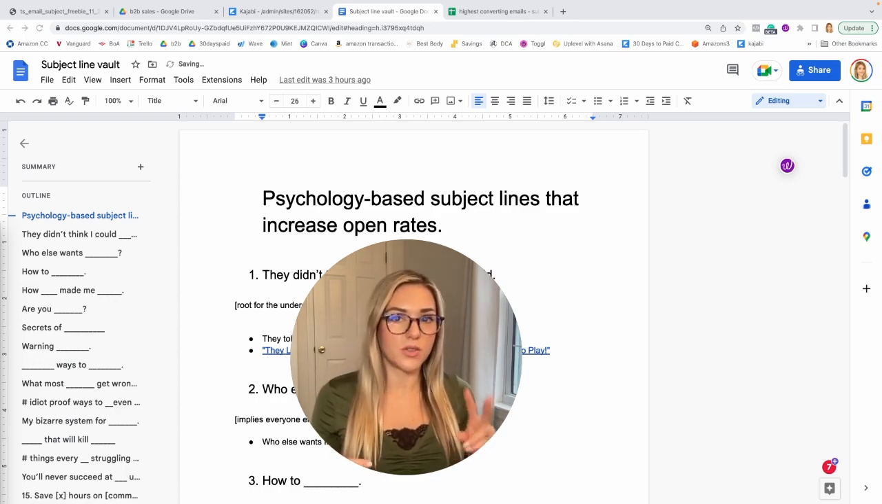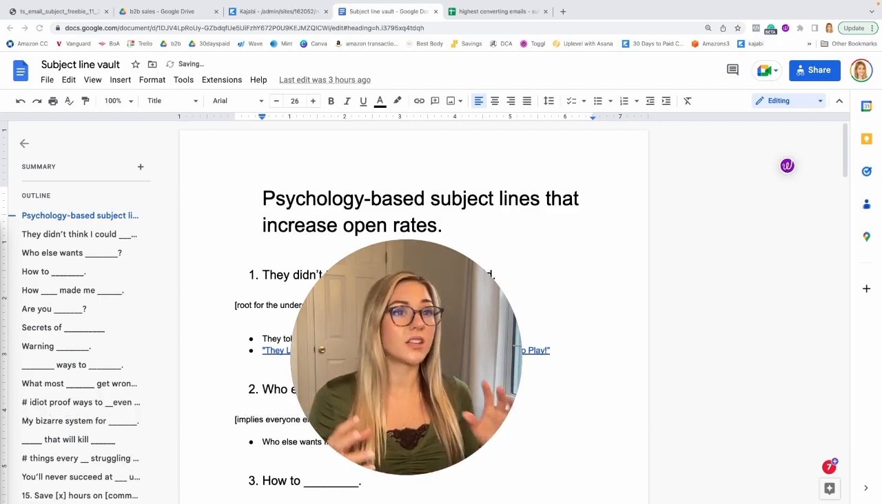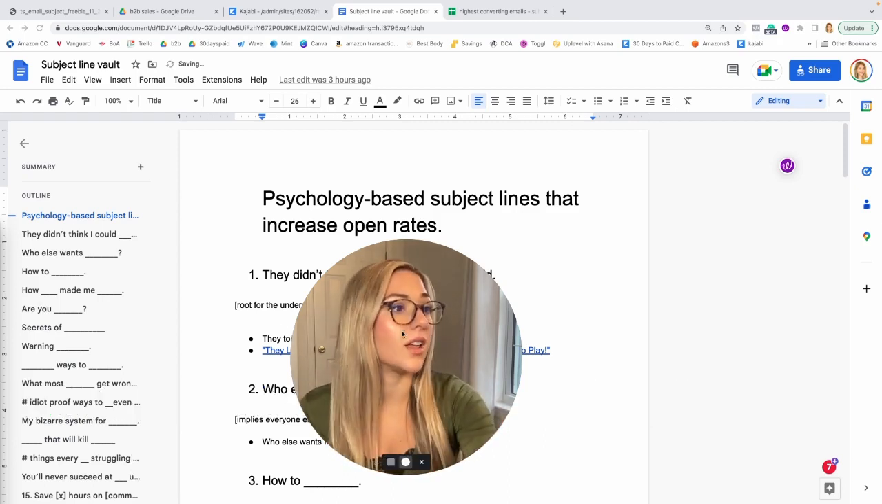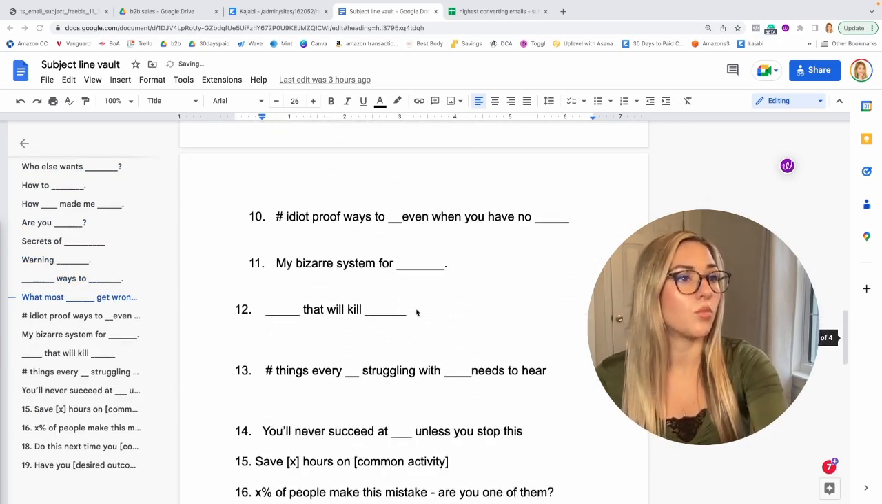So that's what I do with these two files. One is a Word doc and another is an Excel sheet. The Word doc is going to have all of the subject lines that you're collecting so that you can refer back to them later and use them when you're writing emails.